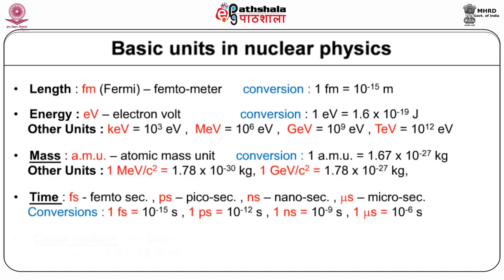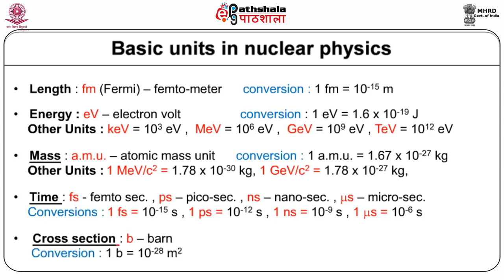Now, time in nuclear physics is defined in terms of femtosecond, picosecond, nanosecond and microseconds. Femtosecond is represented with fs, picosecond with ps, nanosecond with ns and microsecond with mu s. The conversion formula is 1 femtosecond is equal to 10 to the power minus 15 second, 1 picosecond is equal to 10 to the power minus 12 second, 1 nanosecond is equal to 10 to the power minus 9 second, 1 microsecond is equal to 10 to the power minus 6 second.